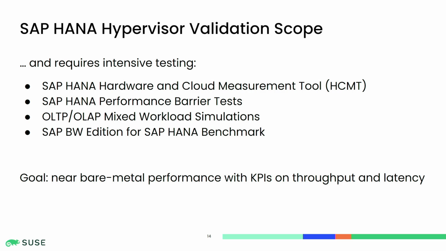I use the word abstract because the next two, the OLTP, OLAP mixed workload simulations, and the SAP Business Warehouse Edition for SAP HANA Benchmark, are simulations. They simulate queries that happen in an end user world. So you do not use a script to run queries against the database. You simulate in an SAP application 10,000 users working at the same time, or 5,000 or 15,000, and these queries are hit against the database. Again, all three of the last ones have to be close to the bare metal performance inside the virtual machine.